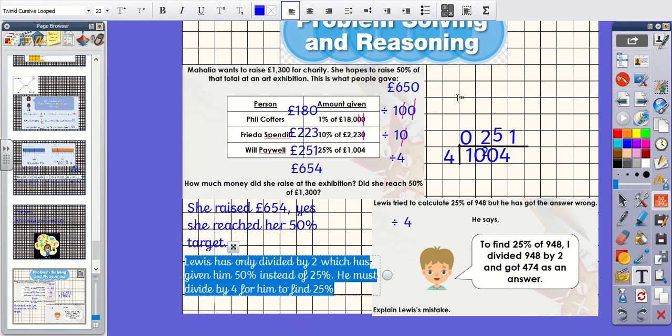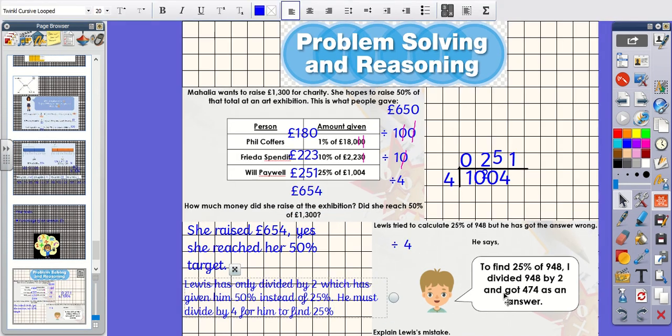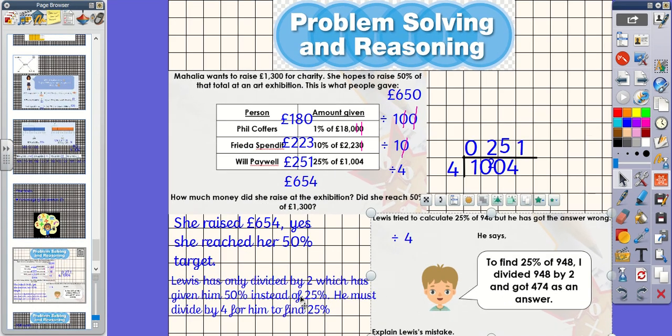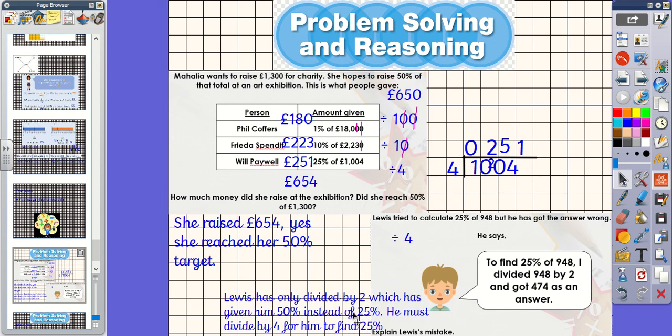Okay, so it's really important that we know those basic skills that we've looked at today: to divide by 4 for 25%, to divide by 2 for 50%, to divide by 10 for 10%, and to divide by 100 for 1%.